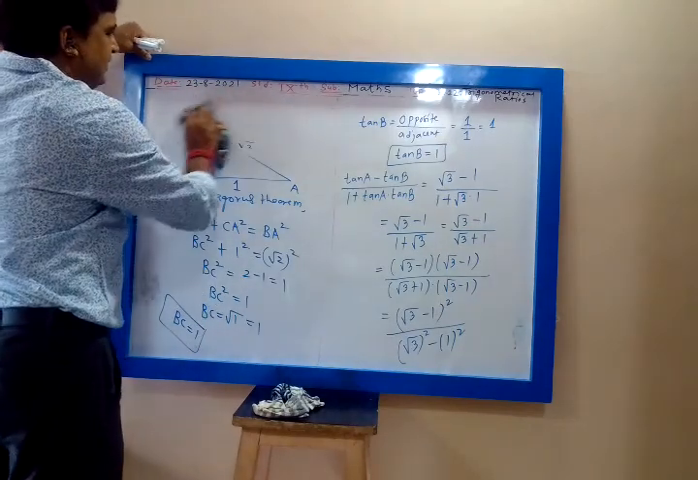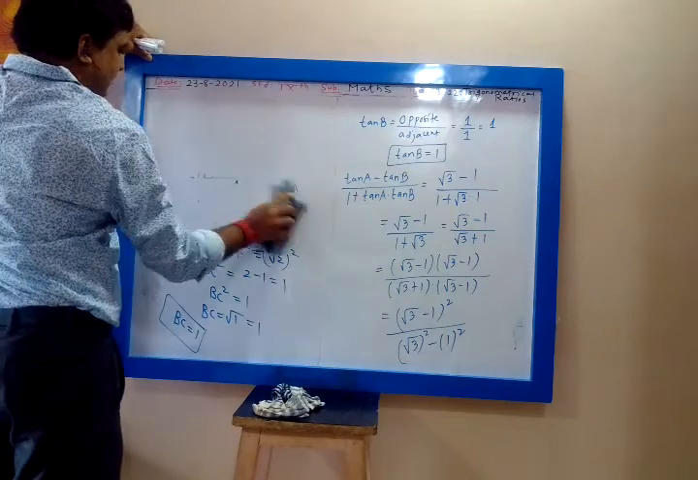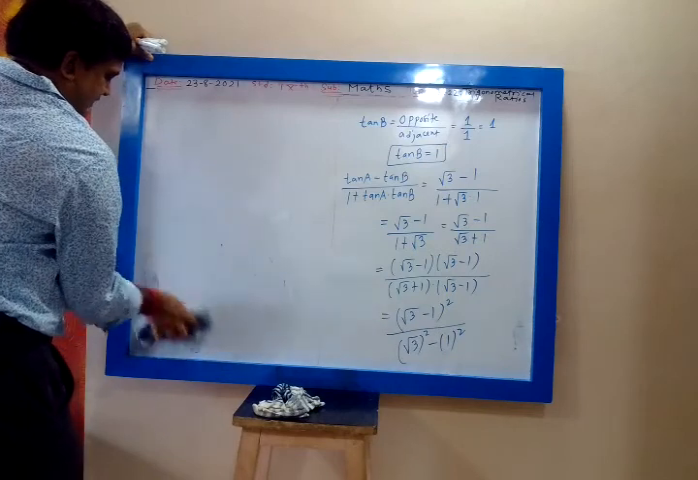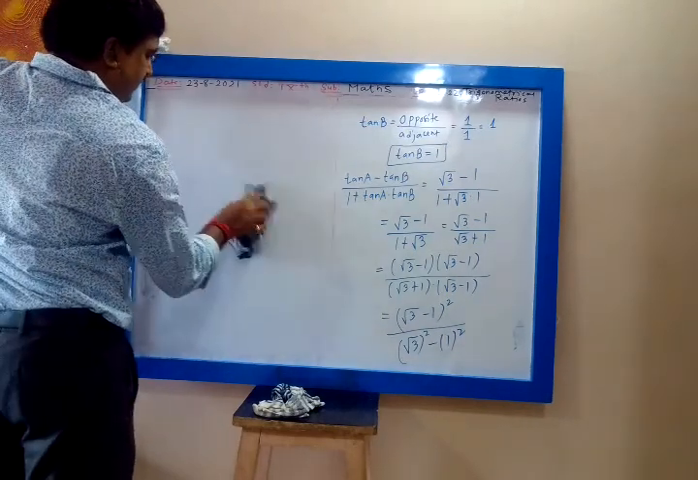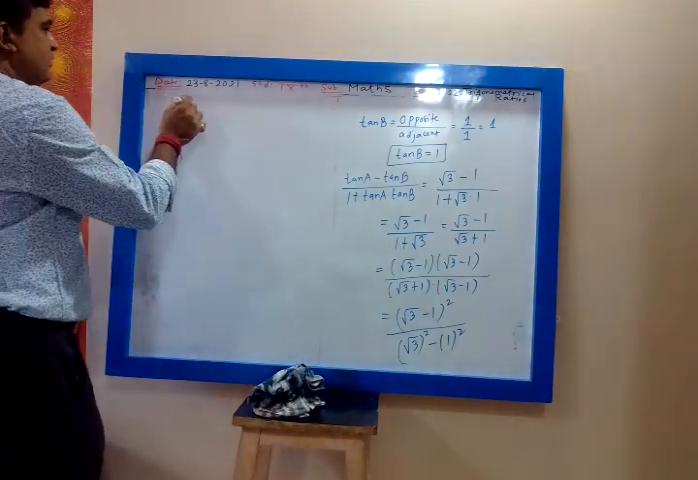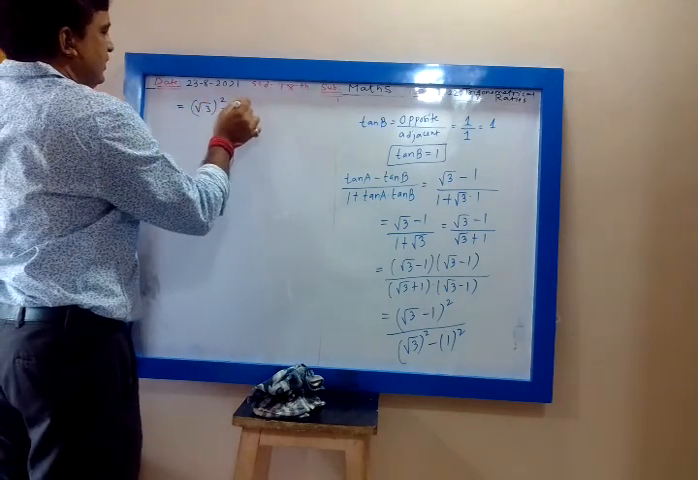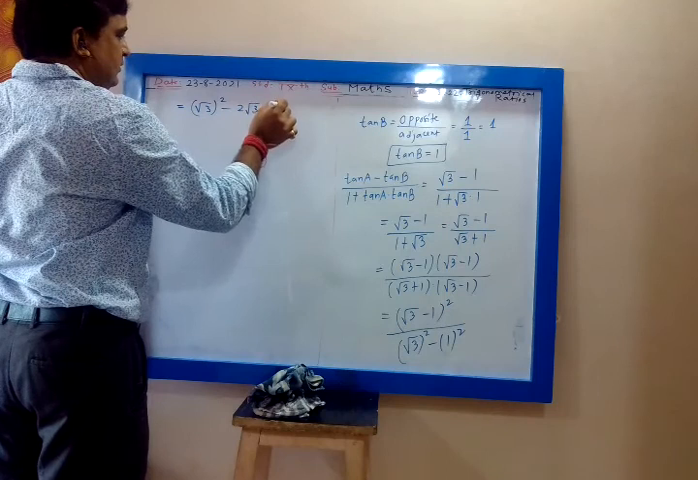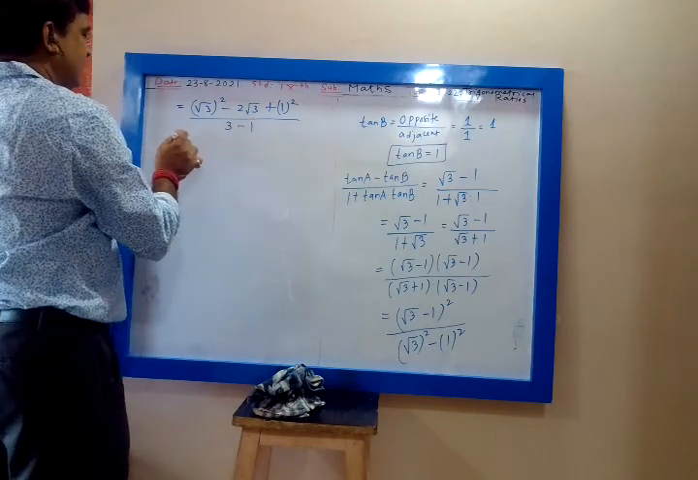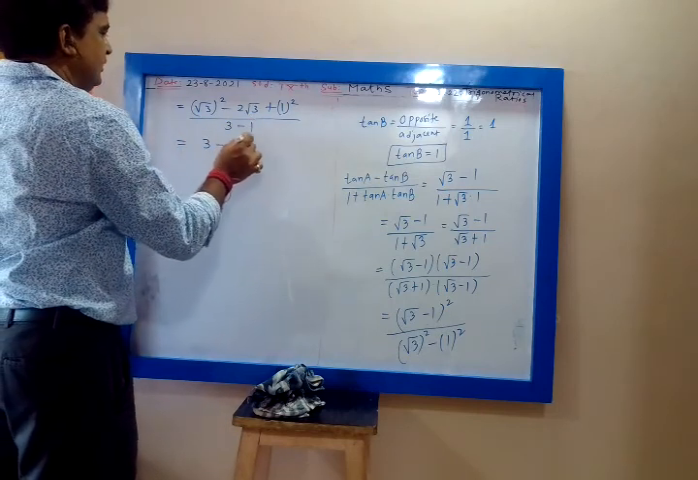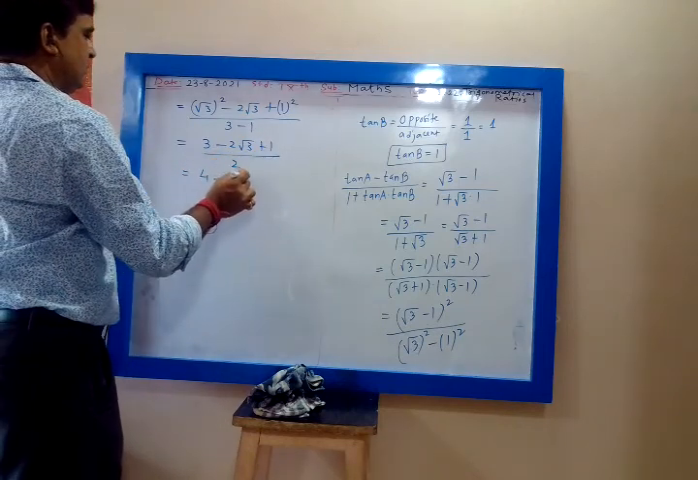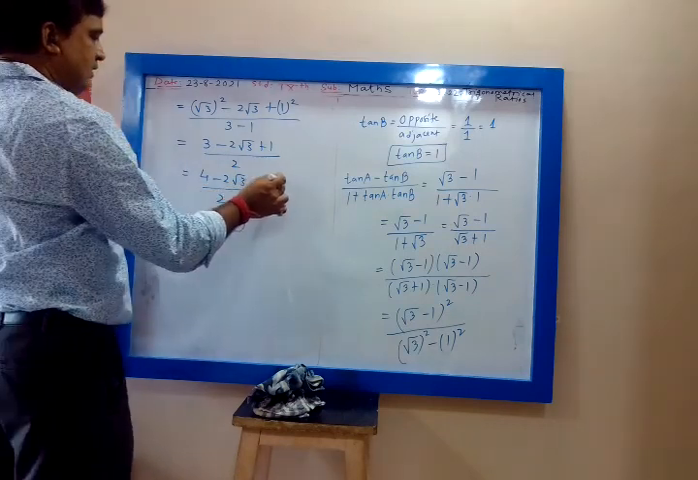Yes, you have to rationalize the denominator. So (root 3 minus 1) whole square is root 3 square minus 2 root 3 plus 1, upon root 3 square minus 1, which is 3 minus 1. So root 3 square is 3, minus 2 root 3, plus 1, upon 2, that is 4 minus 2 root 3 upon 2. Okay, now use the result.